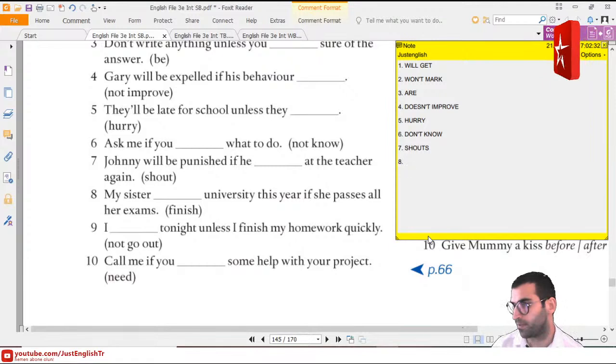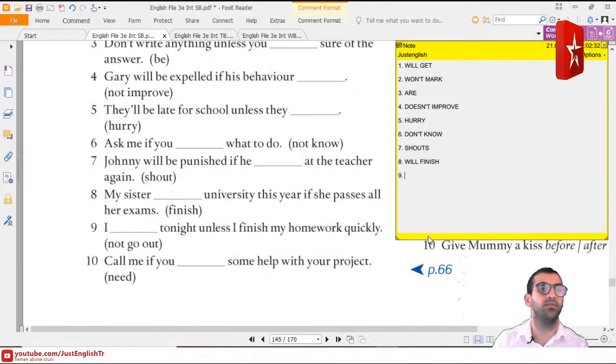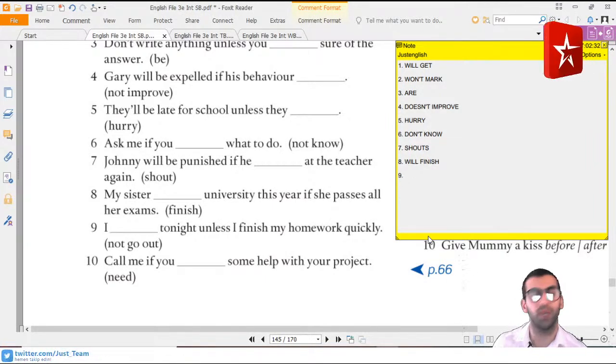Let me wait for other comments, and let's wait for other students to write their answers. Pelin, Azime, and Minever say will finish. Yes, will finish is a correct answer. Great. My sister will finish university this year if she passes all her exams. That's good. After if, we use present simple, and in the main clause we use future simple.